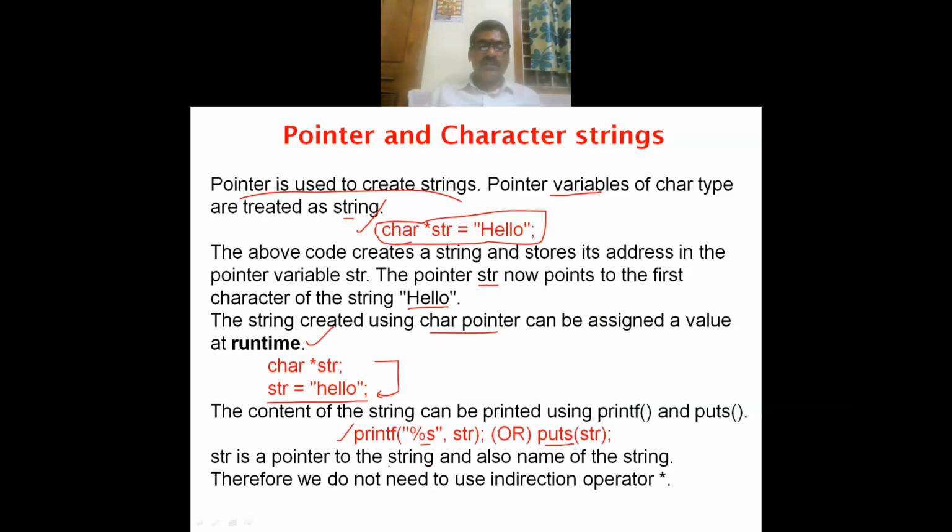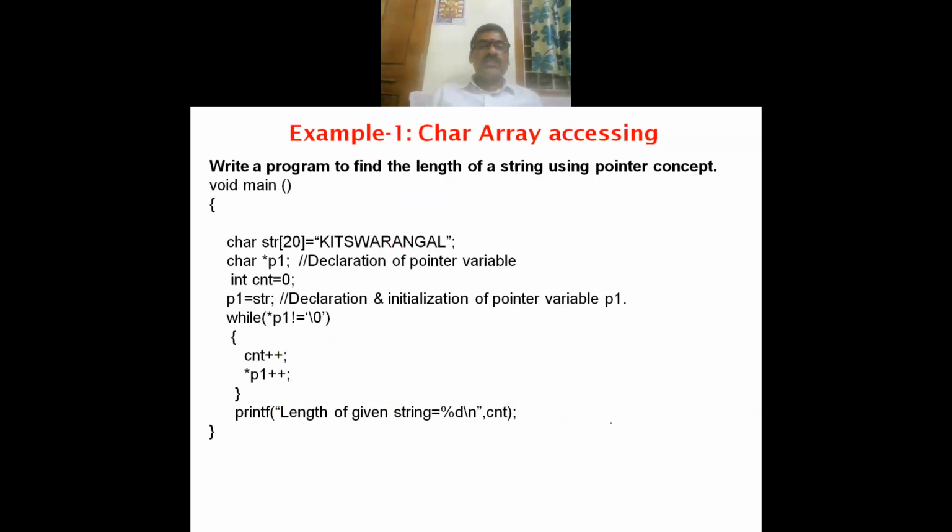So str is a pointer to the string and also the name of the string. Therefore we do not need to use the indirection operator star. Because str is a pointer to the string and also the name of the string, we can directly use that string name. You need not use star before it. So this is an example of how we are accessing the character array.